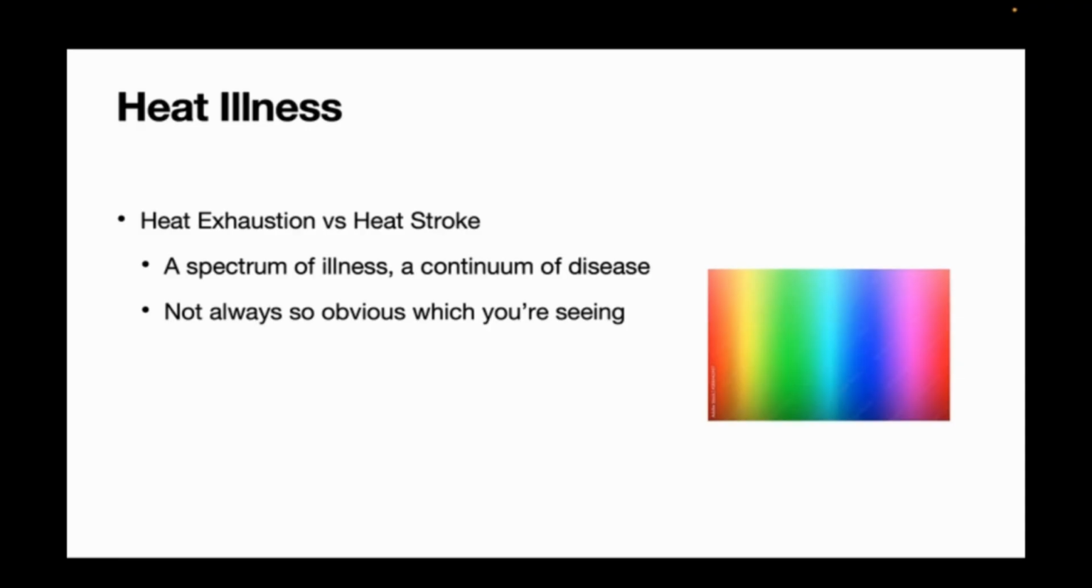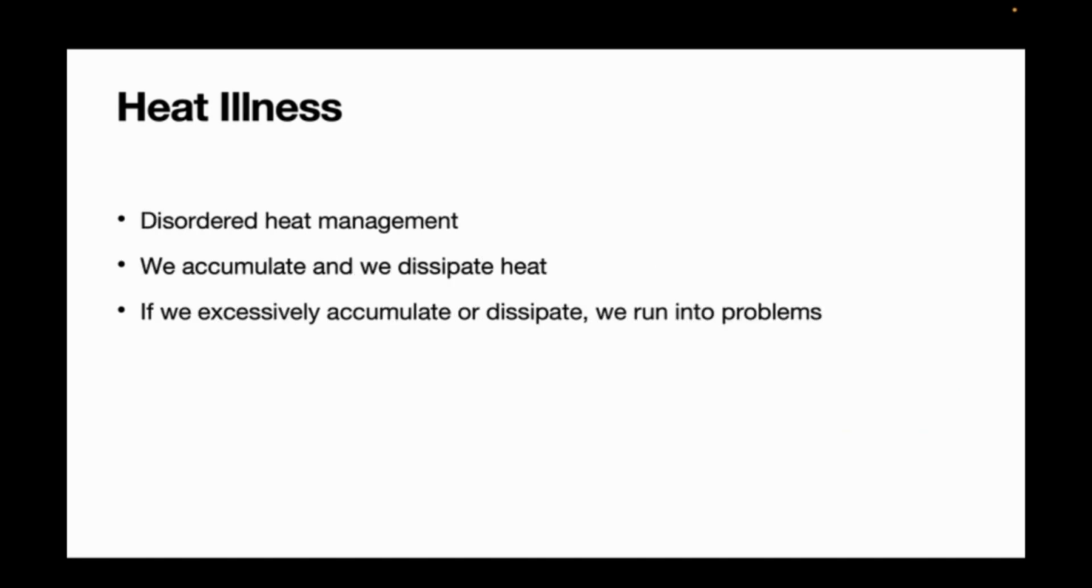Now, the next thing is really a broader umbrella, and that's heat illness. And so you have heat exhaustion versus heat stroke. And this is really 2 illnesses, but it's generally a spectrum of illness without a really clear demarcating line. And you're talking about a continuum of disease, and there will always be some overlap when you look at patients here. So it's not necessarily always obvious what you're seeing if you look at all of the different factors, but there's one defining characteristic, and we'll get to that.